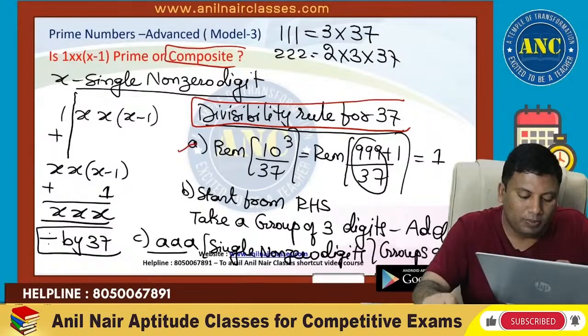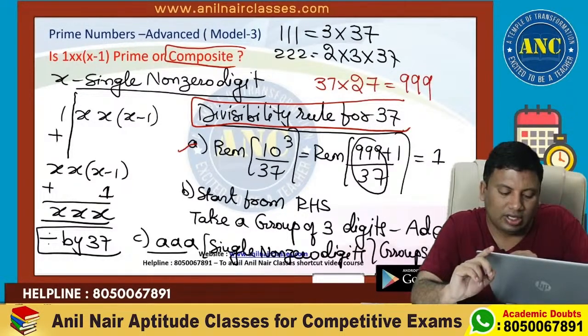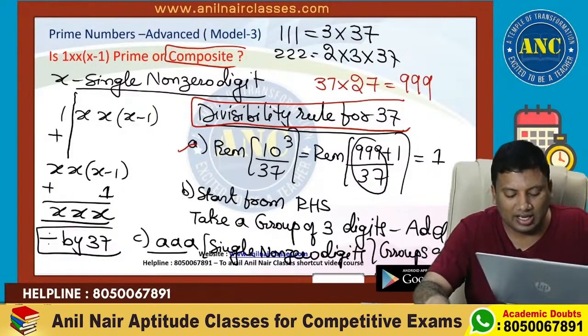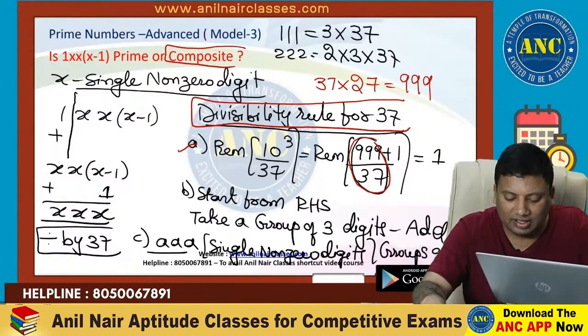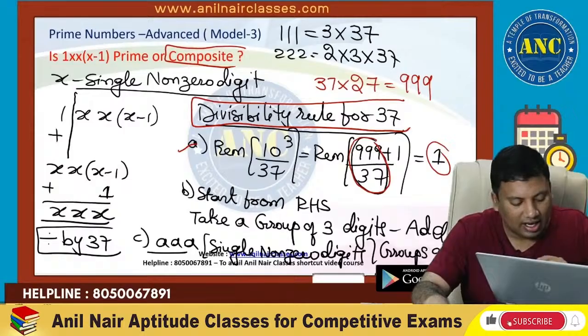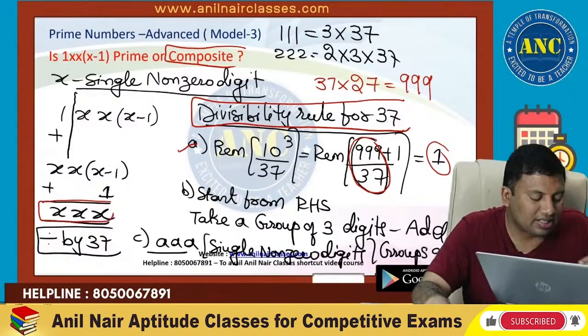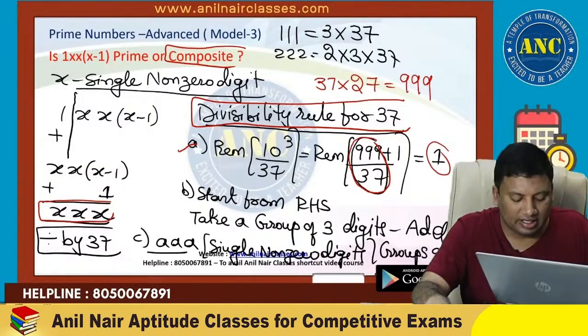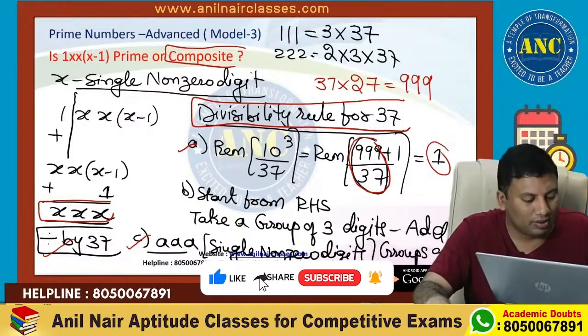Divisibility rule for 37. 10 cube divided by 37, the remainder is 1. Why? Because 37 into 27 is 999, and 999 is perfectly divisible by 37. So plus 1, the remainder is 1. So start from right hand side, take a group of 3 digits, add them. So x(x minus 1) plus 1, I got xxx. Any single digit written in groups of 3 is always divisible by 37.